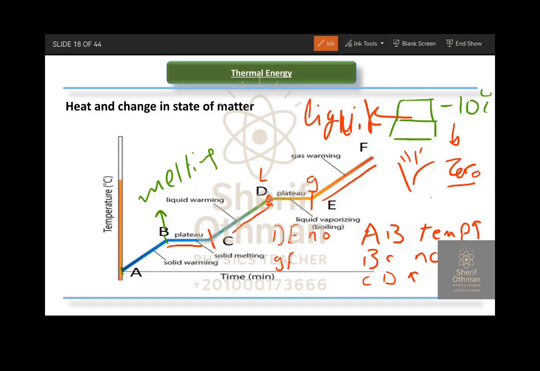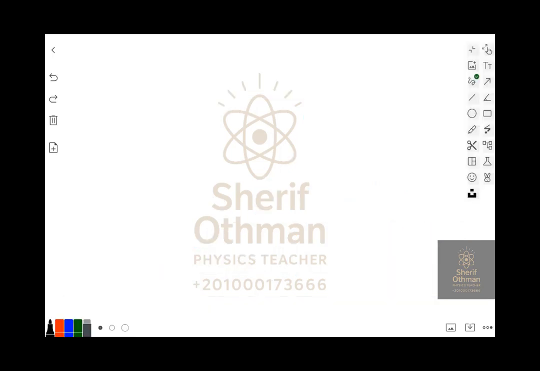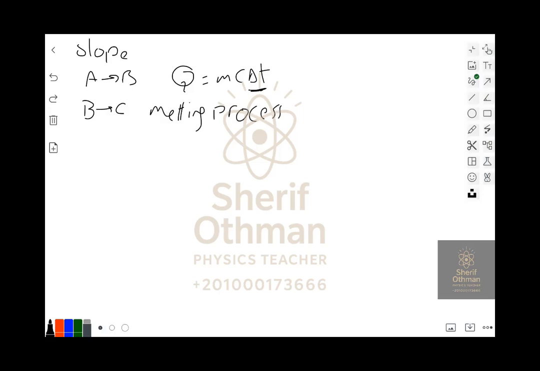How to find the amount of heat gained by each interval of the slope? First one, from A to B. Q is measured as mcΔT, as this is a change in temperature, an increase in the temperature of the piece of ice to reach the melting point. From B to C is the melting process. So we are unable to find Q by this rule, Q equals mcΔT.